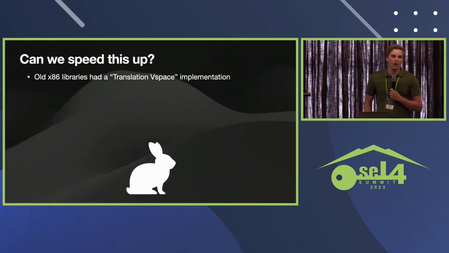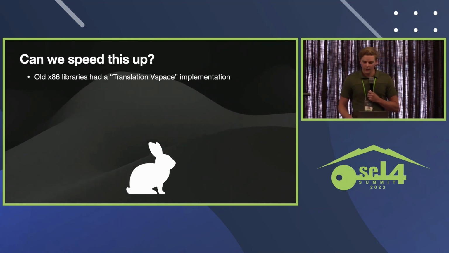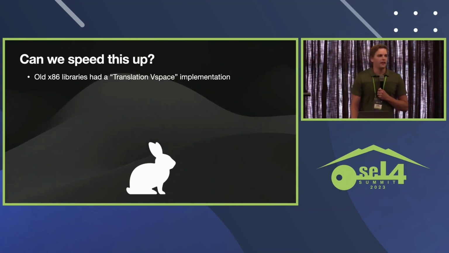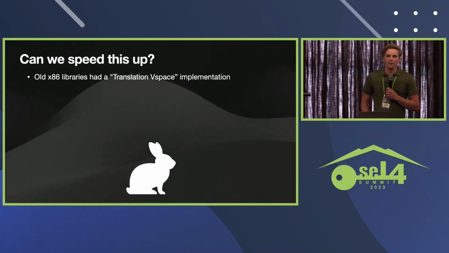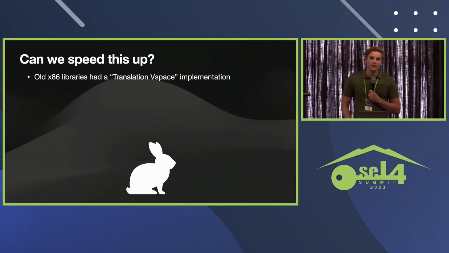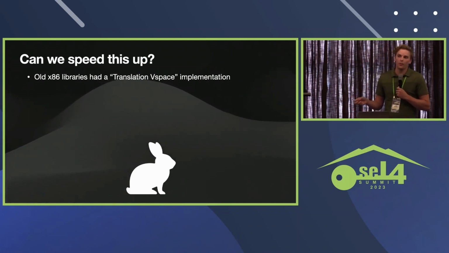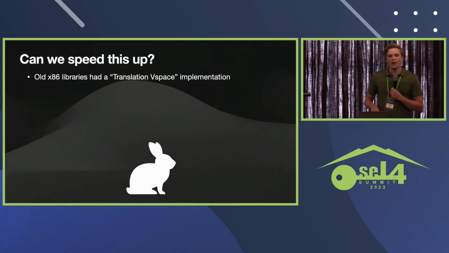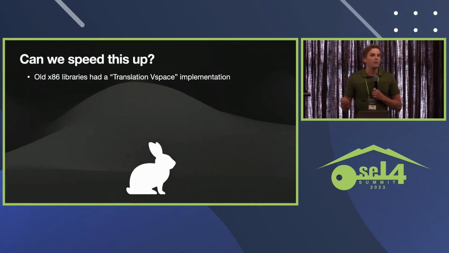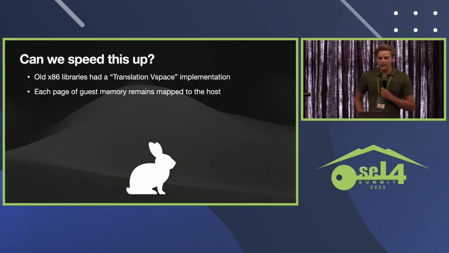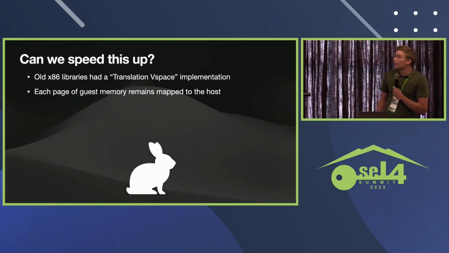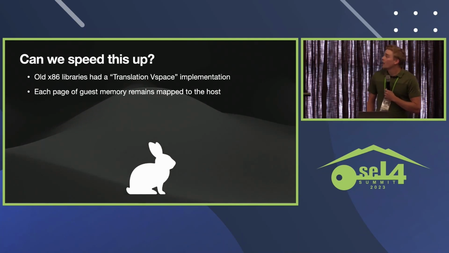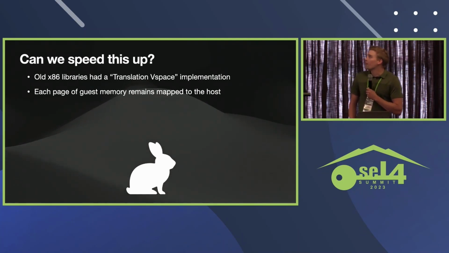guest data access faults. Looking into that a little bit, we realized that x86 VMMs were mapping and unmapping pages simultaneously, so there became a time where one guest was using a page right before another VM unmapped the same page from the same vSpace. So, looking back at it, the old x86 libraries had this concept called a translation vSpace, where each page of guest memory remains mapped to the host at all times.